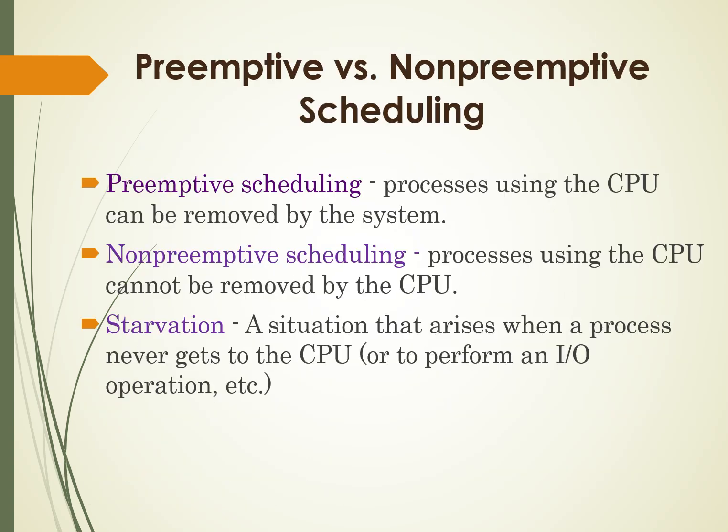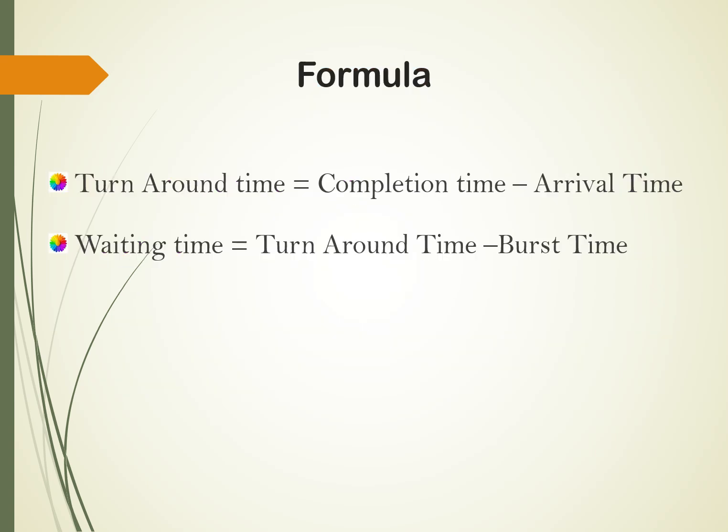So as I said before, we have two types of scheduling, preemptive and non-preemptive. Starvation in the sense when the process is not getting the chance to be inside the CPU. This will be there when there is a deadlock in a system. In non-preemptive there won't be any interruption, whereas preemptive scheduling will have some interruption. So here we have a formula for turnaround time and waiting time. Turnaround time formula is completion time minus arrival time, and waiting time formula is turnaround time minus burst time.